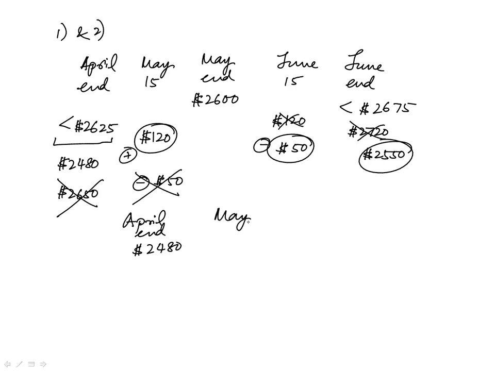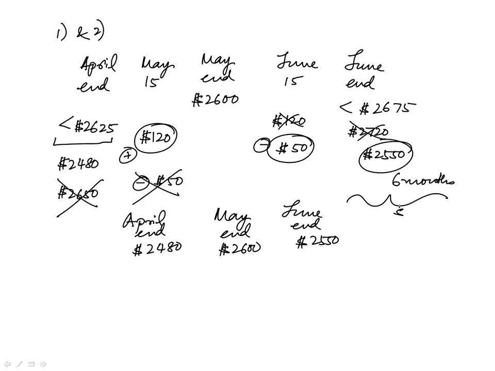So now we know that April end balance was 2480, May end 2600, and then June end was 2550. And I know for the remaining 6 months, there's going to be a $50 withdrawal because the withdrawals have to be in consecutive months. And we would withdraw a total of $300. The end of December, the balance is going to be $2,250. And then the question is, what is the starting balance here?